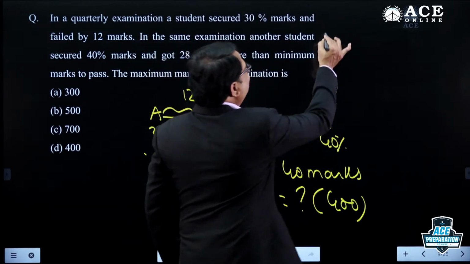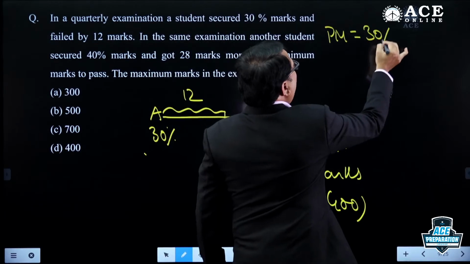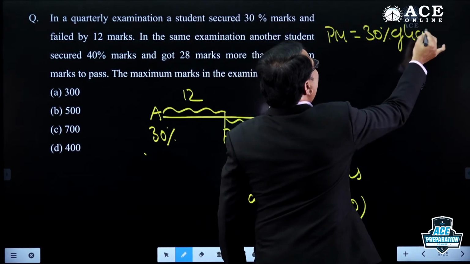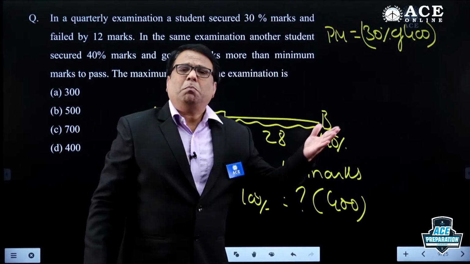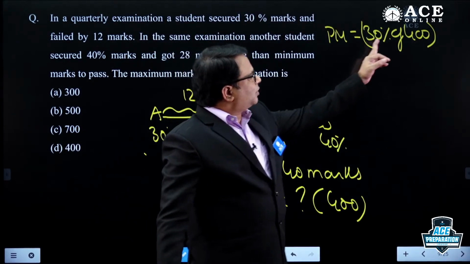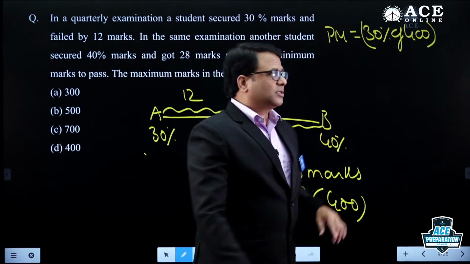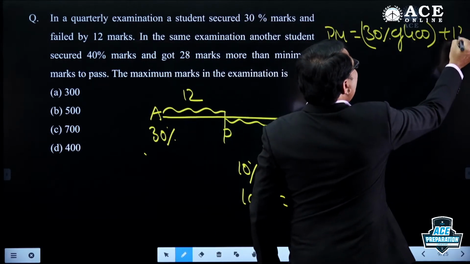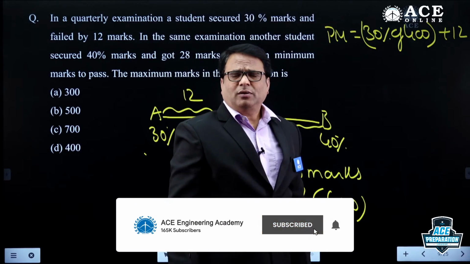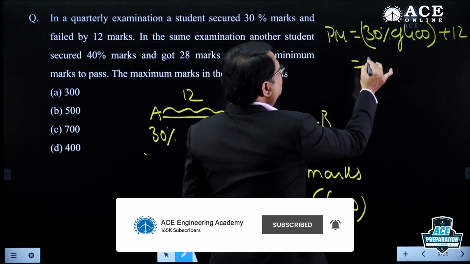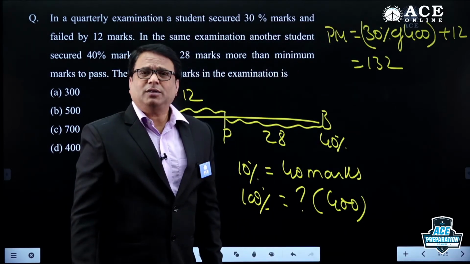So you can write the pass marks as PM. PM means pass marks. So A score is 30% of 400. A score is how much? 30%. 30% of what? Maximum. So 30% of 400 and is falling short by how many marks? 12 marks. So add 12. Then you will get the pass marks. And 30% of 400 is 120. 120 plus 12, 132. Then I can say pass marks are 132.